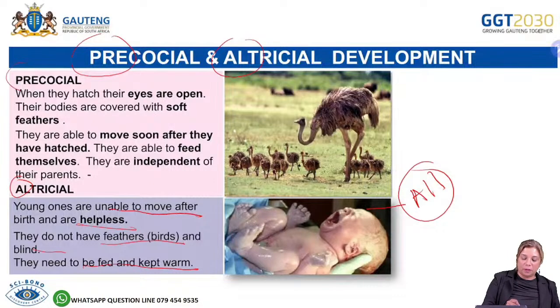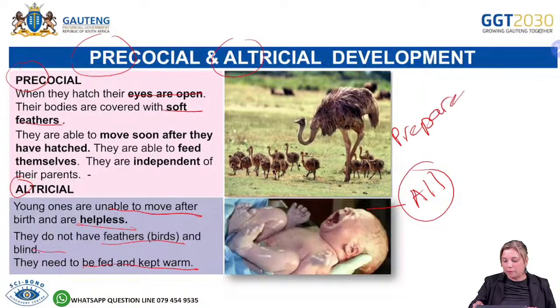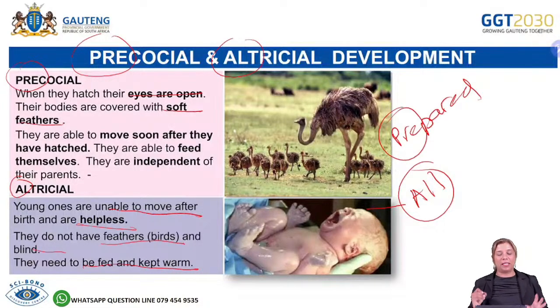Now, precocial. Let's see what is precocial. When they hatch, their eyes are open. Their bodies are covered with soft feathers. So it sounds like they are prepared. So we're going to say precocial, prepared. Precocial, prepared. Okay? So altricial, they need all the help they can get from their parents. Okay? Precocial, they are prepared.